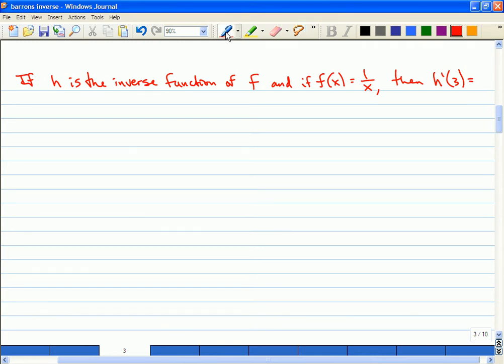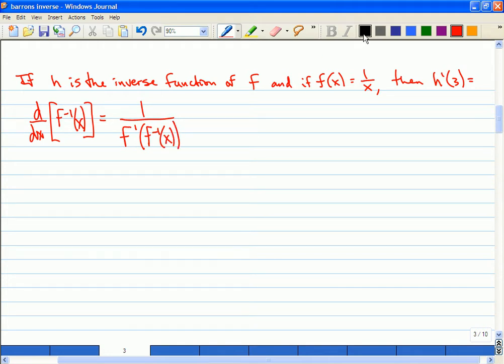So here's a question where we're going to end up using the relation between inverses and their derivatives. So the relationship I'm referring to is this one, where it says the derivative of the inverse is equal to 1 over the derivative at the inverse of x.